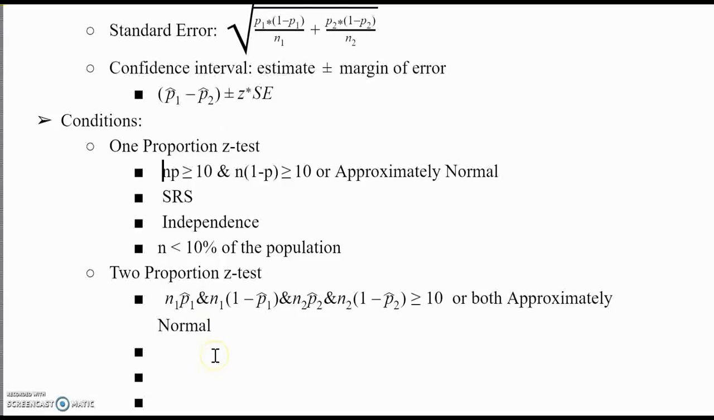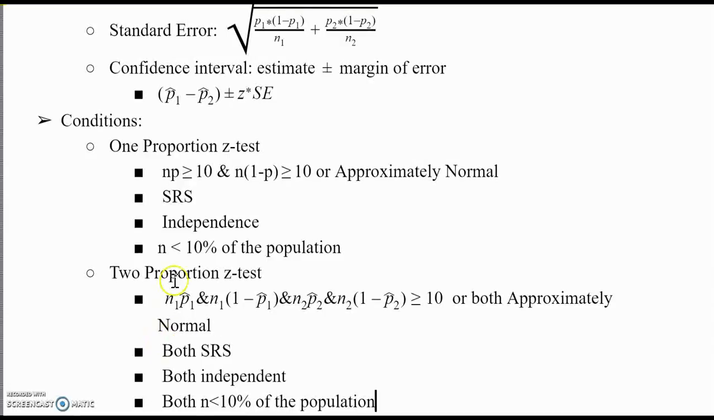Now for 2-prop, you just have to remember everything from one proportion, and then you just write both. So both have to be SRS, both have to be independent, and also independent of each other, and both n have to be less than 10% of the population. So knowing these three will help you get all the conditions for both 1-prop and 2-prop, except for this one, where you have to realize that in 1 proportion it is based off your population, and in 2 proportion it is based off your sample.